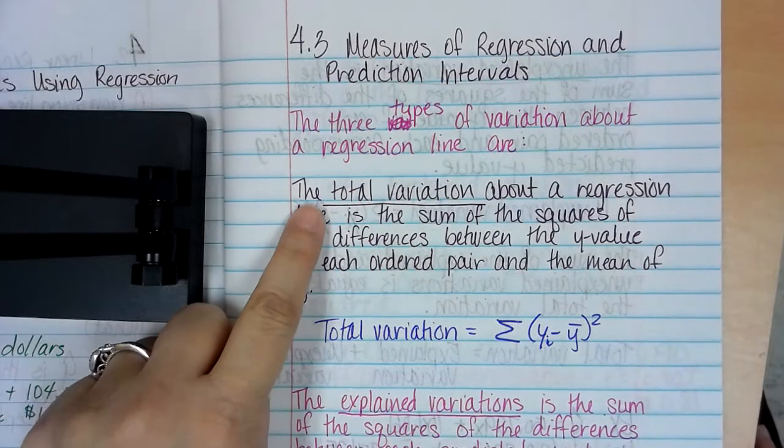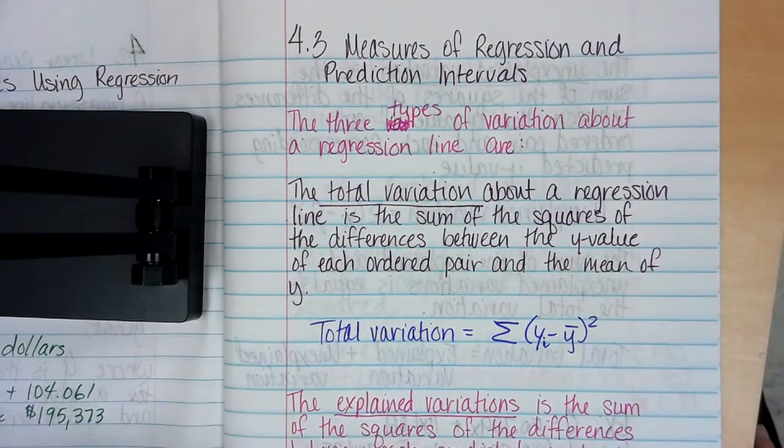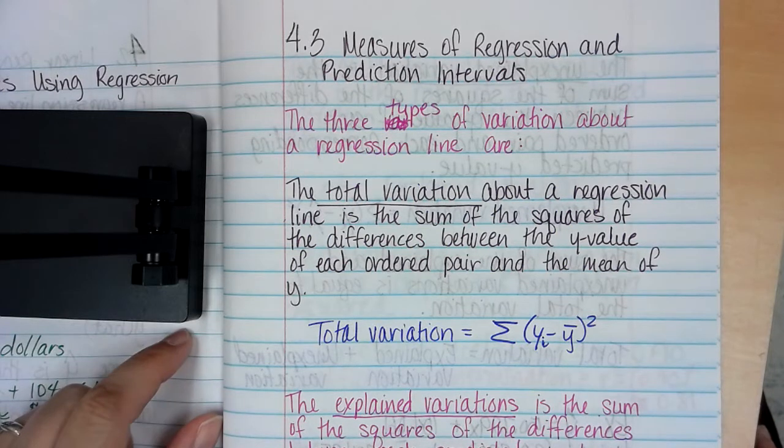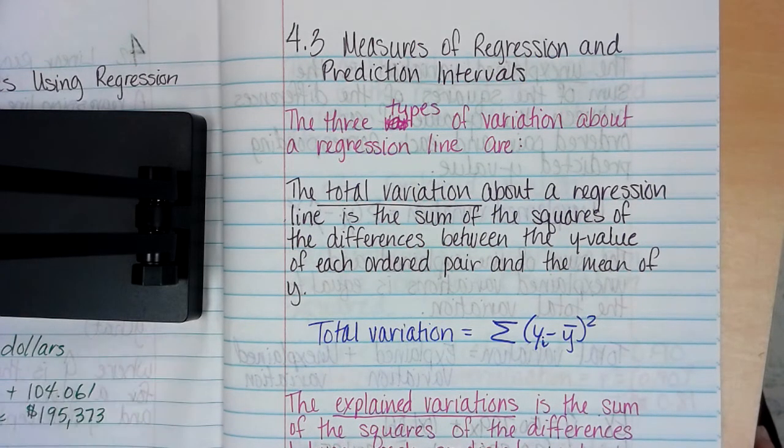There are three major concepts that we'll look at. One of them is total variation and its subparts. One is sample error, and the other one is the error or the interval of prediction intervals.